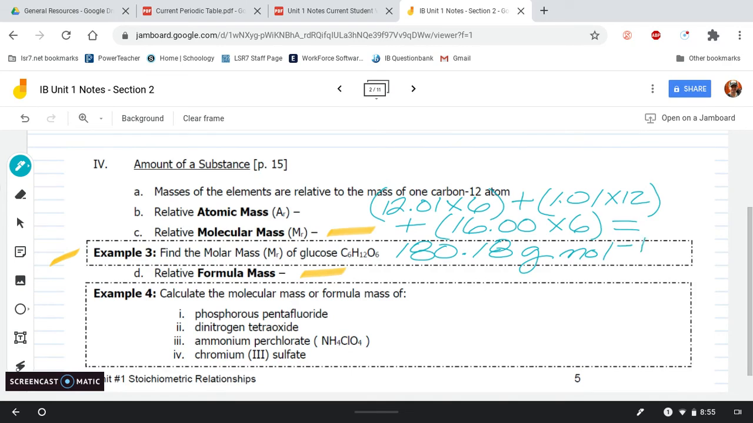Okay, so I want you guys to practice on example 4. Add those up. See if you get those right. I'll help you out a little bit here with the formulas just in case, I don't want you to get them wrong. So phosphorus pentafluoride. Think about the penta. What does that mean? Dinitrogen tetraoxide. What do the prefixes mean? And then I gave you some formulas there. So I'm going to pause this here.